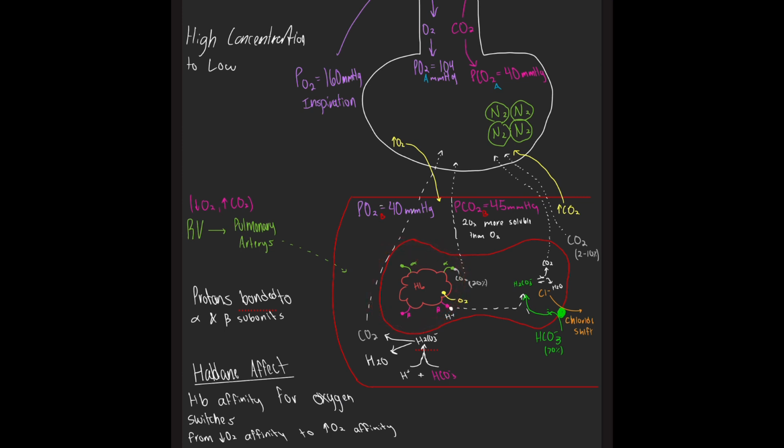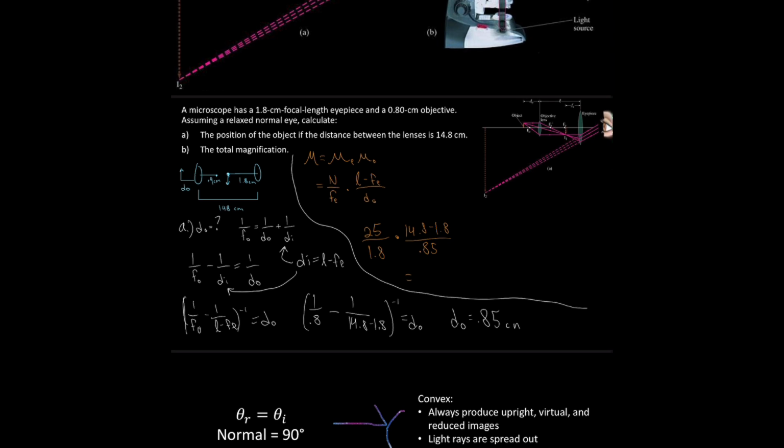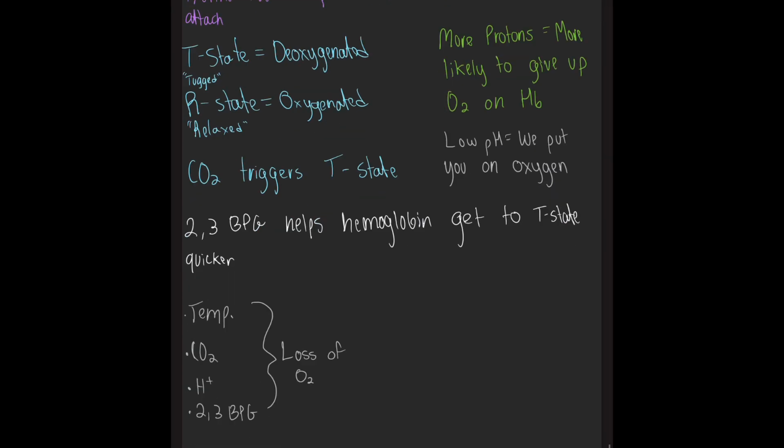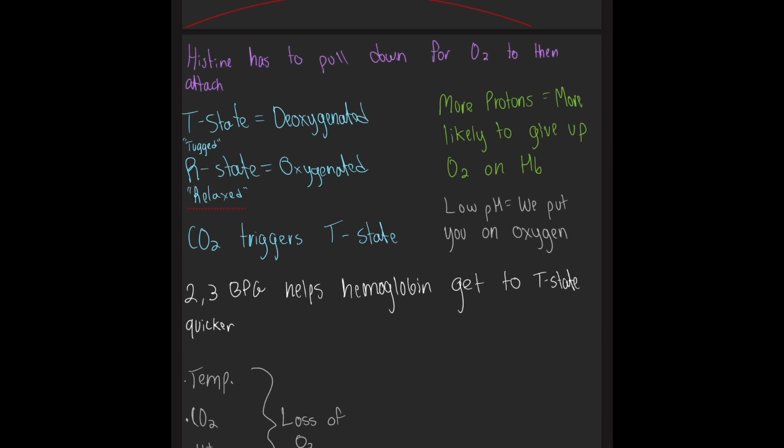We can have deoxygenated blood, which is just blood that is not oxygenated. This is known as the T state. The T state is deoxygenated, which means it's tugged, so it's ready to get pulled down for oxygen to be attached. It's just waiting for the oxygen. The R state is when it is oxygenated, it's relaxed.